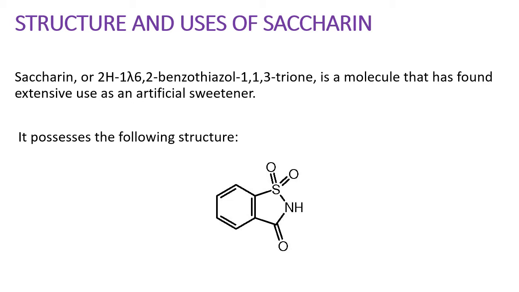Next, structure and uses of saccharin. Saccharin, or benzothiazole 1,1,3-trione, is a molecule that has found extensive use as an artificial sweetener. This is the structure of saccharin.